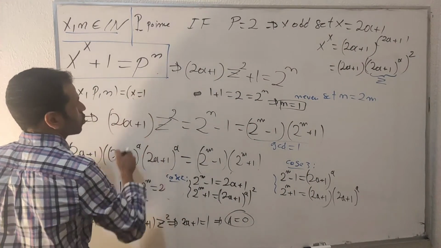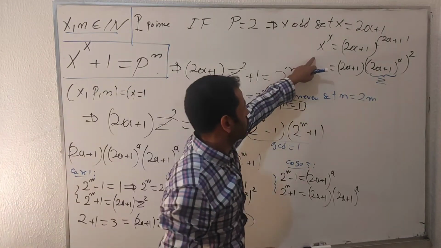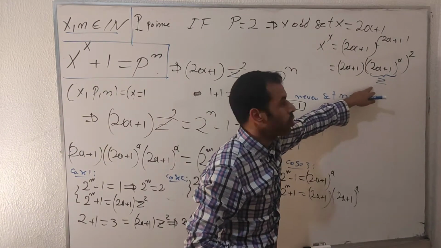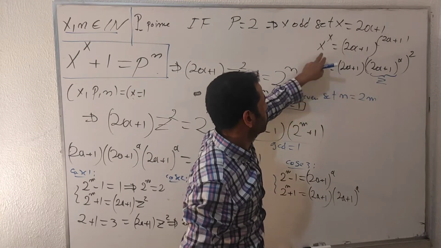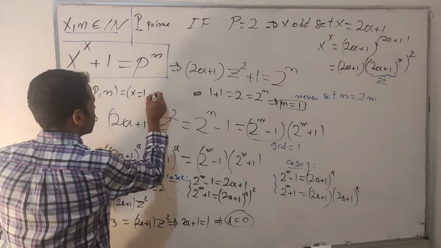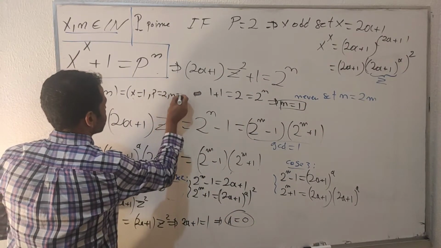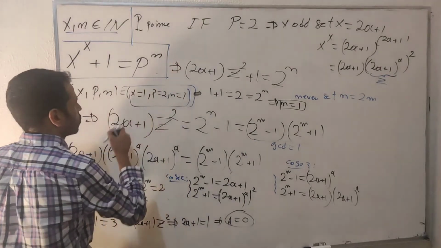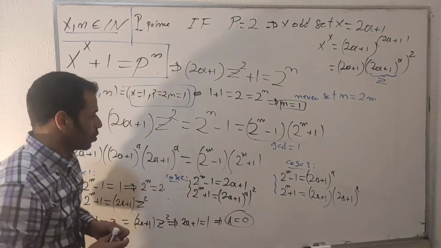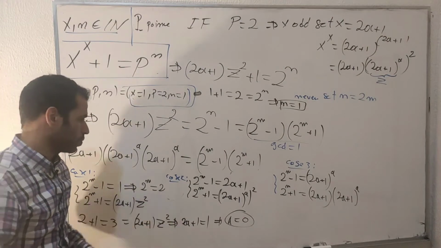X also equals 1, because x to the x equals 1. X to the x equals 1, which means x equals 1. I get p equals 2 and n equals 1. So here is the first solution. Now let's move on to the second case, which is this one.